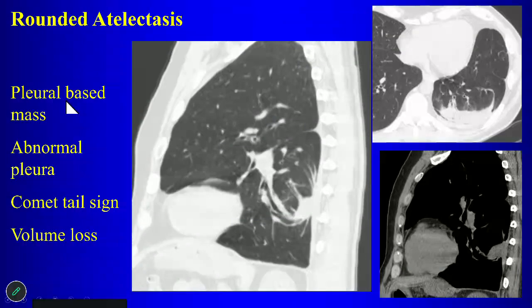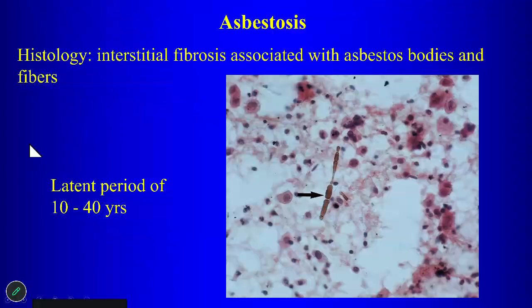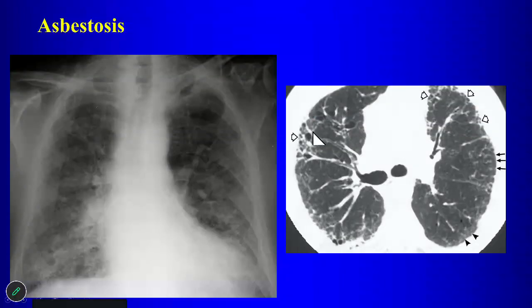And then atelectasis. Pleural-based mass, abnormal pleura, volume loss. That's what you look for to make the diagnosis of rounded atelectasis, although the comet tail sign is very helpful when you see that, rounded atelectasis. Don't confuse the term asbestosis with pleural disease. Asbestosis is parenchymal fibrosis from asbestos exposure. You can have honeycombing, reticular opacities, etc., interstitial disease. But this is disease in the lung parenchyma, okay, from exposure to asbestos, not pleural disease.